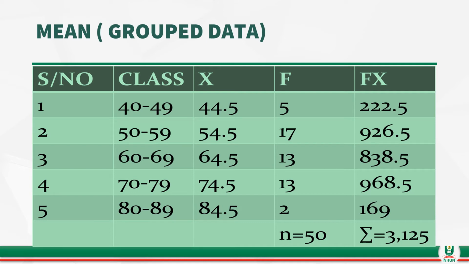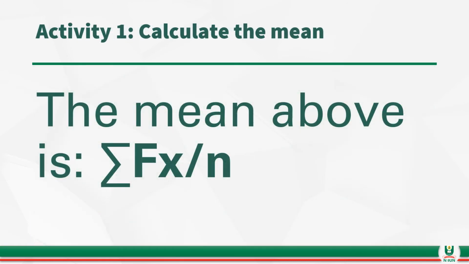which will give you 169. The summation of fx will give you 3,125, and the summation of the frequencies, n, will give you 50. Now in the next slide, we will have an activity. Activity 1: calculate the mean. Remember, the mean above is sigma fx over n, like we said. So use that formula to calculate the mean.